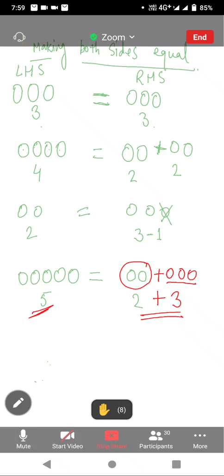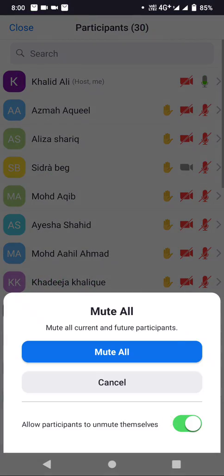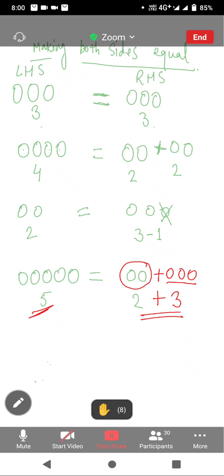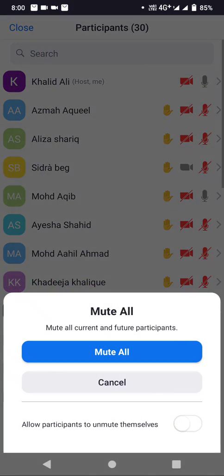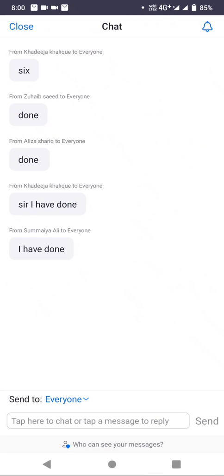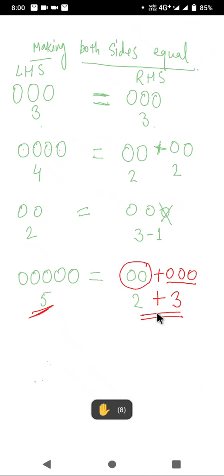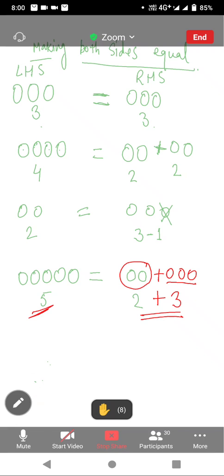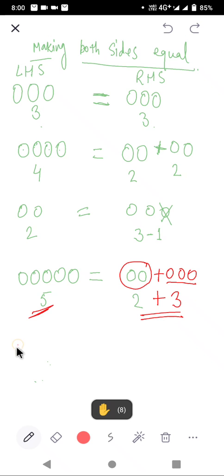Are you getting it, students, or not? Yes, sir. If you face any problem, you can write in the chat box, and then I will explain again. So we can add something to make both the sides equal, or we can subtract to make both the sides equal. Let's take another example for subtraction: how to make both the sides equal by subtracting.